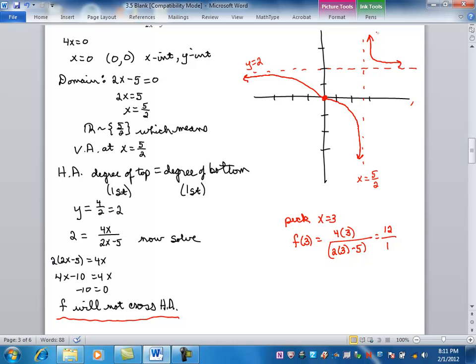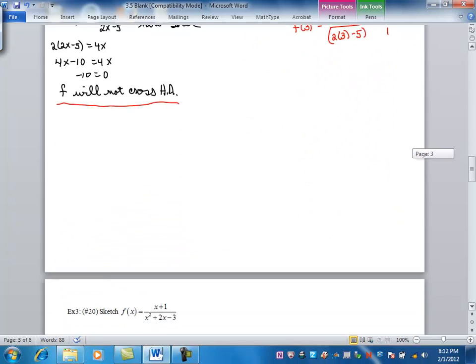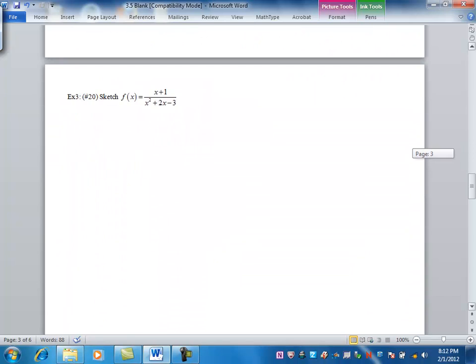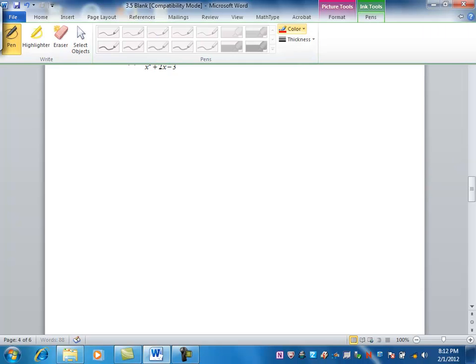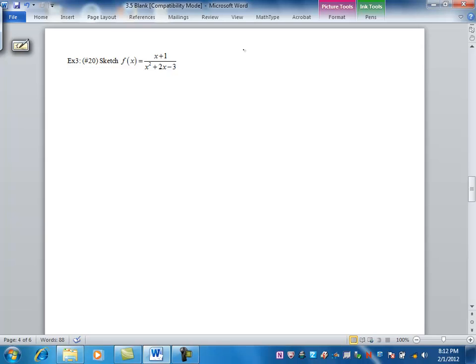Certainly, if you have questions about that, please bring those with you to class, and we'll be more than happy to discuss those. Alright, on to our next rational function here. Let's go back to black for a little bit, and let's try to go with the order that they present things in.